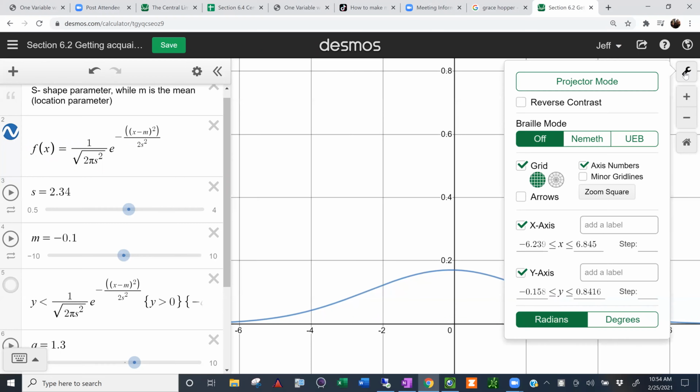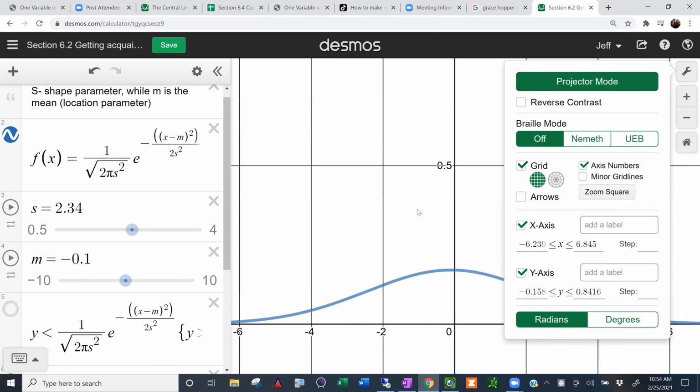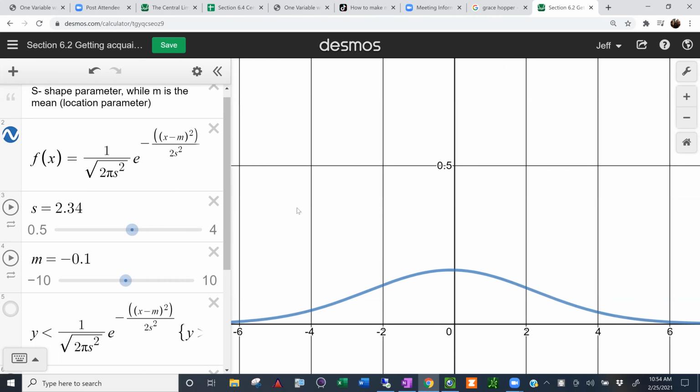Let me just go up here to the tool icon and click projector mode. I think it shows up a little bit better there. And I'm going to decrease the standard deviation. Right now, I've got it set at 2.34 for this particular graph, but let me decrease it and watch what happens to the curve.